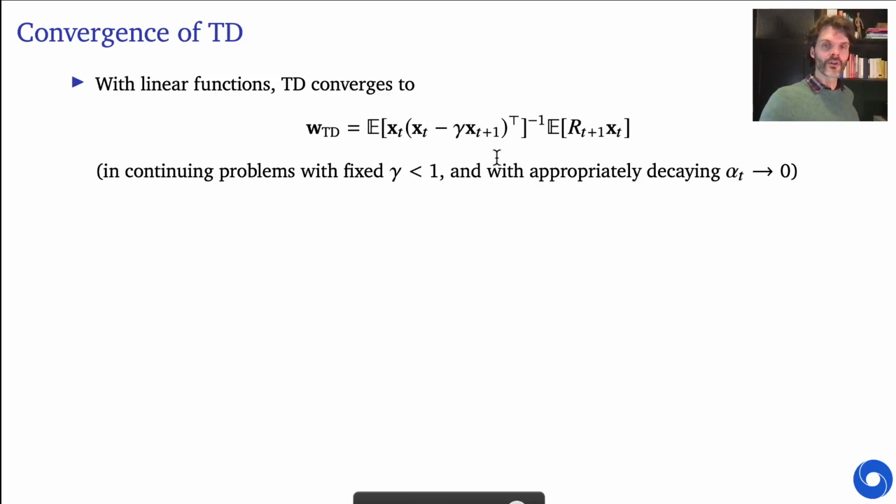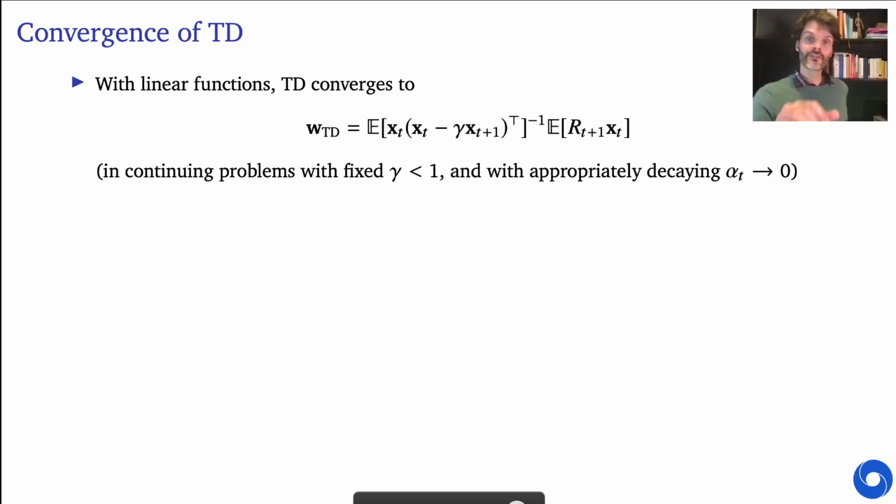This is still an outer product, but instead of being the outer product of the feature with itself, it's the outer product of the feature with itself minus the next feature. That matrix is inverted if it exists. Under similar assumptions as I just mentioned before, it would exist. It typically exists, but doesn't have to. And then times the reward times your feature vector. Not the return, but the reward.